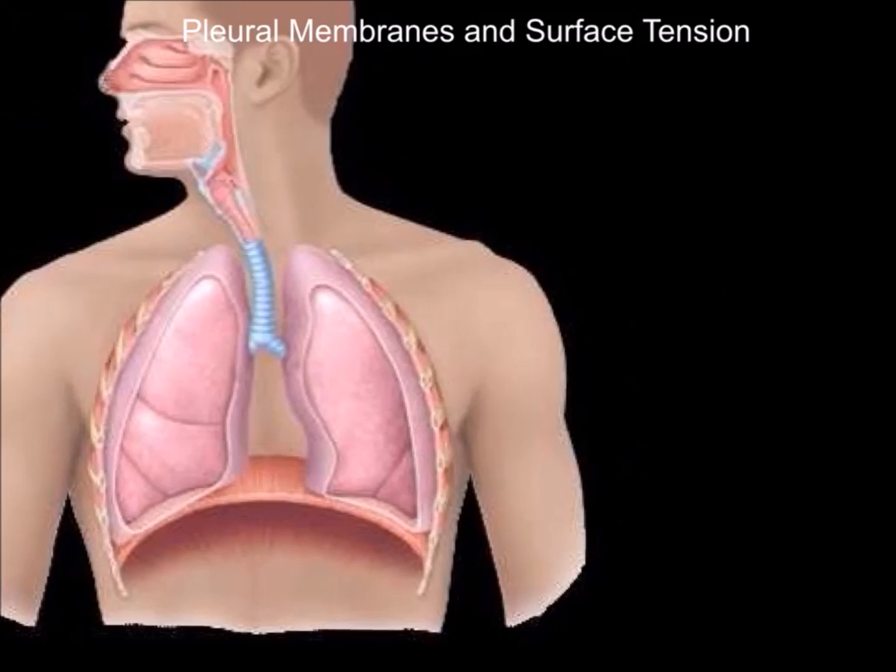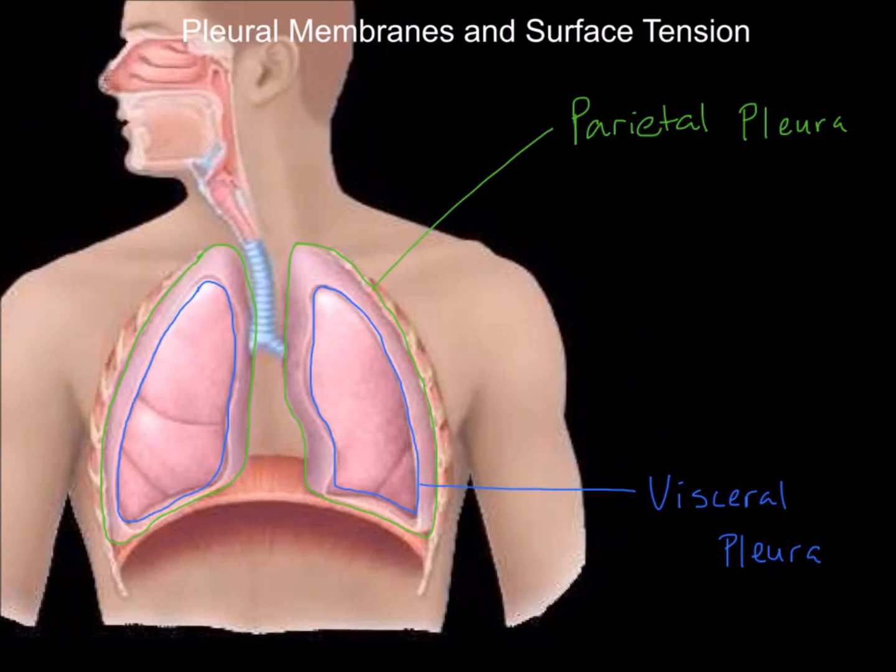The lungs are located in the thoracic cavity and are surrounded by a serous membrane. The serous membrane surrounding the lungs is called the pleural membrane. The pleural membrane consists of four parts. The first part is called the parietal pleura. The parietal pleura is the outermost membrane that lines the thoracic cavity. The second part is the visceral pleura, which is the membrane that touches the lung itself.